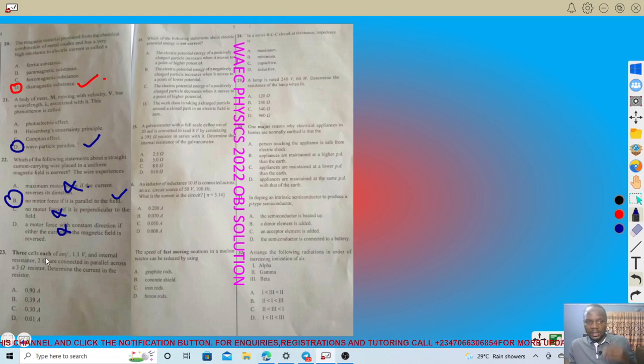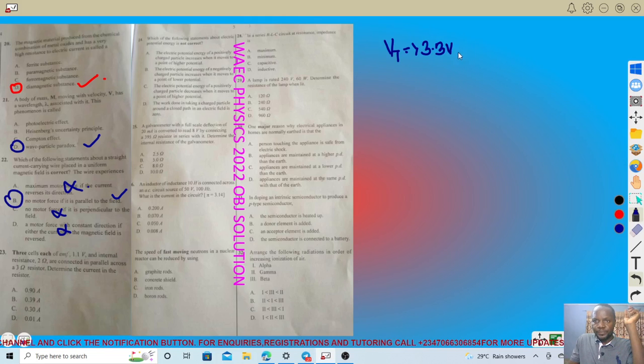Next question is 23. Three cells, each of 1.5 volts. Each cell is 1.5 volts, and three of them means the total voltage is 4.5 volts. I am doing this directly. Internal resistance of 2 ohms each, connected in parallel. So the equivalent internal resistance will be 1 over 2 plus 1 over 2 plus 1 over 2. Please note that. So that is 2 over 3. I have done the parallel arrangement of resistances.